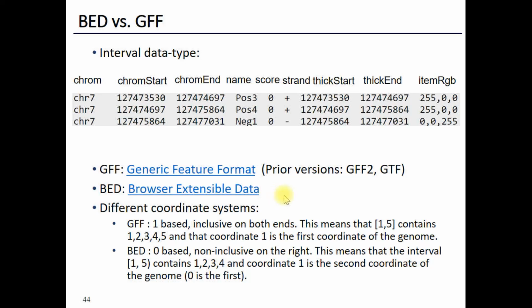I just want to mention there are some differences in the coordinate system. For the GFF file, it's one-based, so it's inclusive on both ends. That means 1 to 5 in GFF contains 5 numbers, while the BED file is zero-based, so it's non-inclusive on the right. That means 1 to 5 in the BED file only contains 4 numbers.